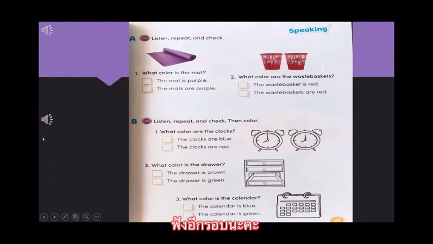Okay, one more time. B. Listen, repeat, and check. Then color. Number 1. What color are the clocks? The clocks are blue. Number 2. What color is the drawer? The drawer is brown. Number 3. What color is the calendar? The calendar is green.